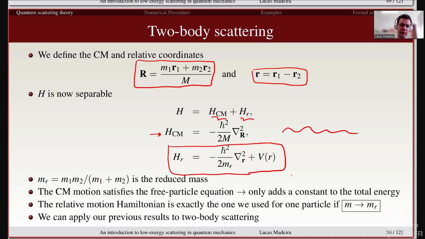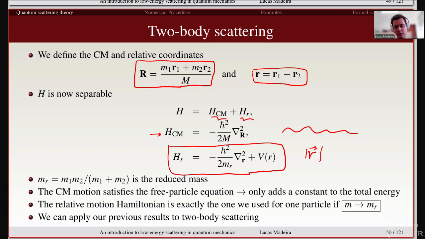Okay. So we can relate everything that we used before to this problem as long as we consider interactions that don't depend on the relative orientation of the particles, that they depend only on the absolute value of R. Okay.